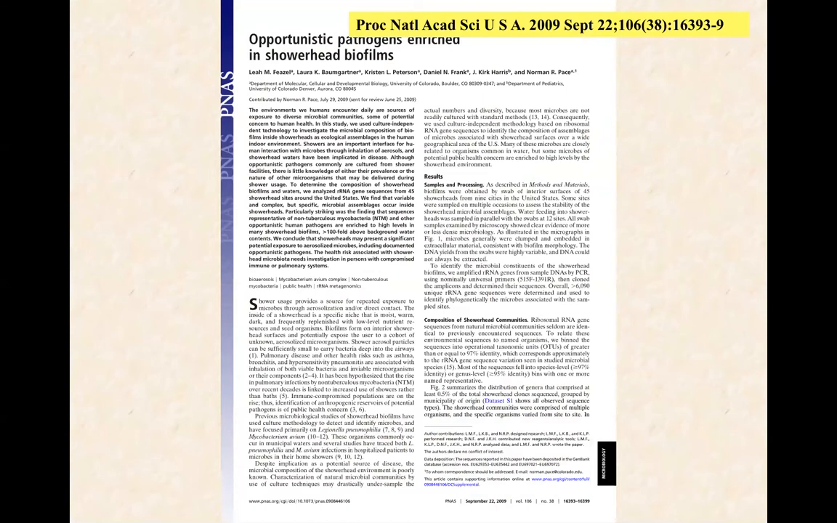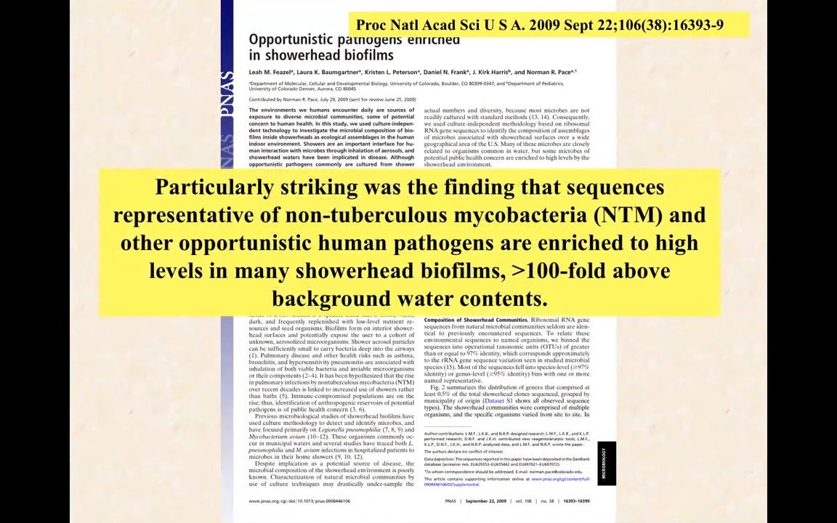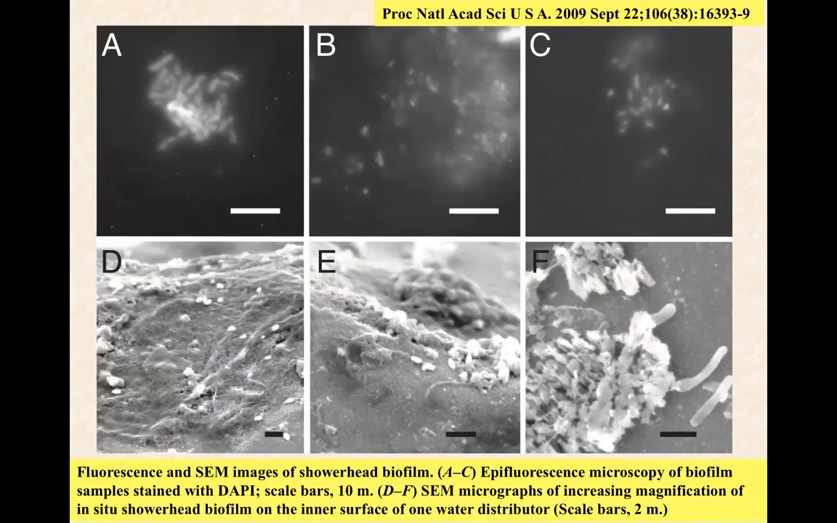Look at the title of this one. Opportunistic pathogens enriched in showerhead biofilms. So showerhead biofilms can have 100-fold more human pathogens than the background water that came from the pipes up to the showerhead. And this is what it looks like, bacterial colonies on the inside of a showerhead.